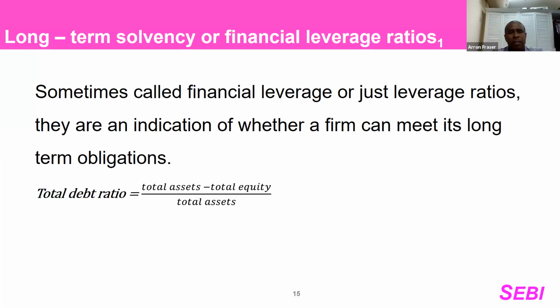So the principal ratio in this category of ratios is the total debt ratio. So the total debt ratio, you look at total assets minus total liabilities upon total assets. Right? That's the total debt ratio.